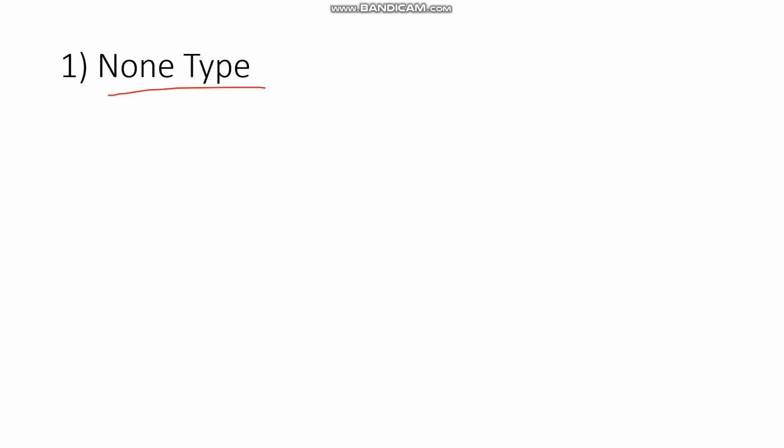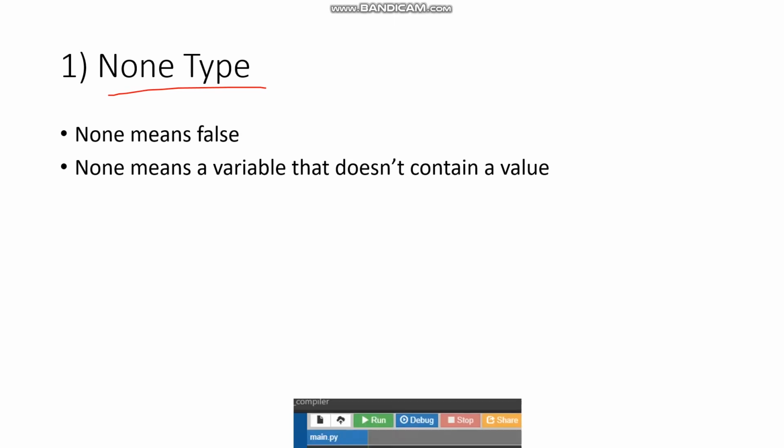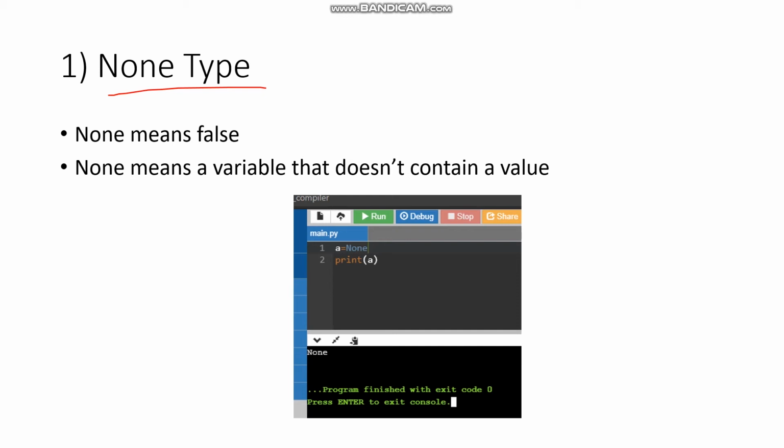Now let's come to the types. The first one is none type. What is none type? It just means false, it means there is nothing inside it, it's the zero value, right? This is how you write None. It's a keyword, an inbuilt word that is created by the Python developers.